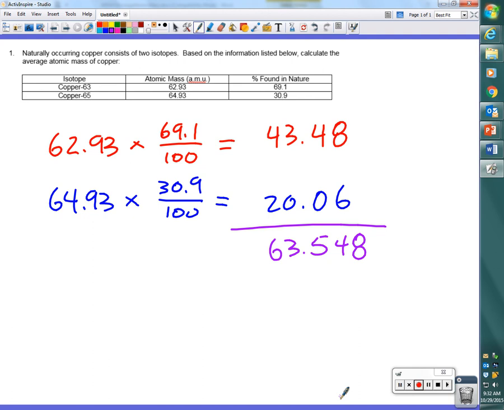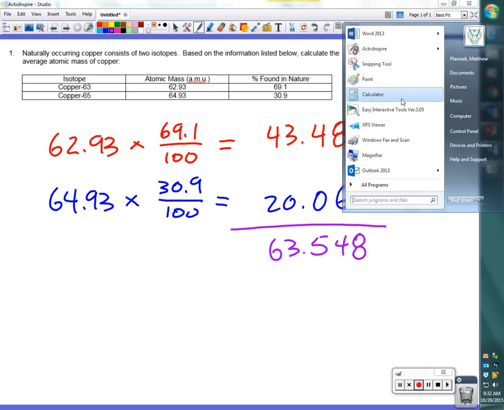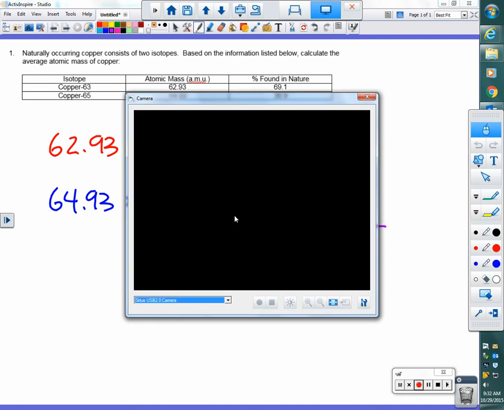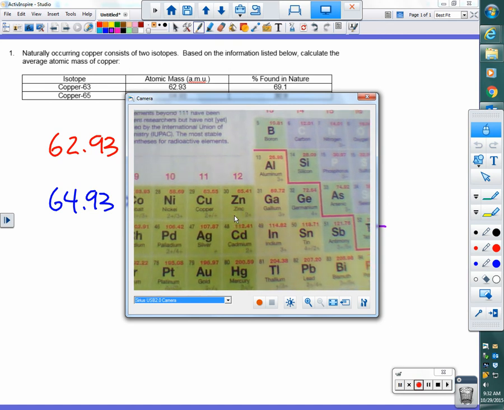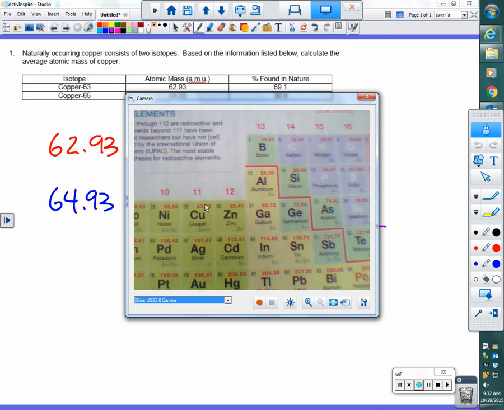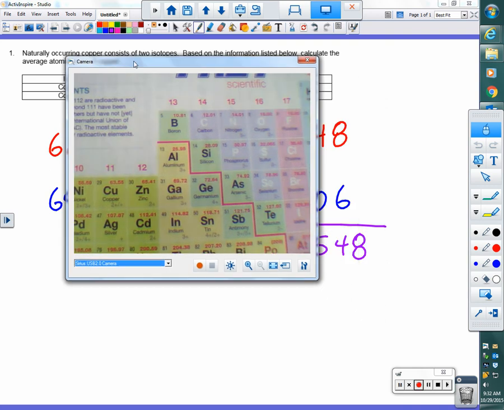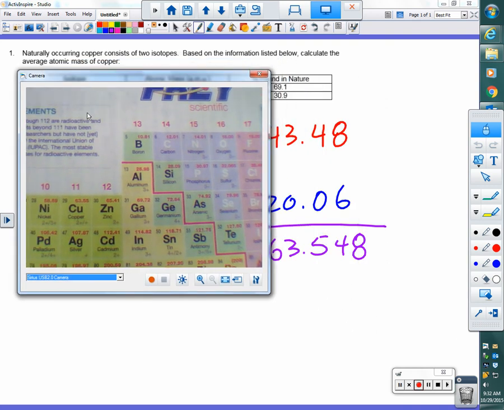Am I right? How do you know? Go to the periodic table, right? Check out what the average atomic mass for copper is. Oh, I should turn the camera on. 63.55. I think we did pretty well. All right. Good?